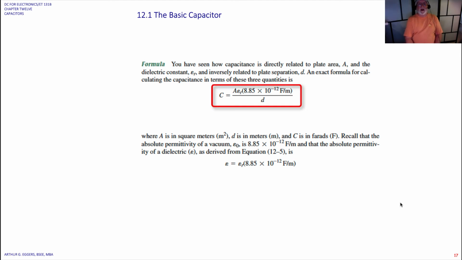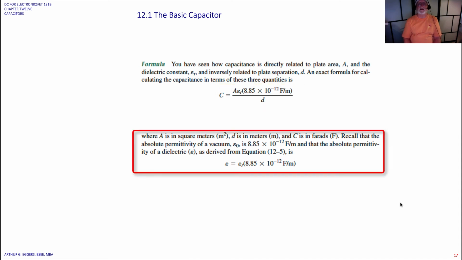So as we start applying this, with all these measures like permittivity, we can determine the capacitance by a mathematical relationship. We've seen how capacitance is directly related to the plate area, A, and the dielectric constant, epsilon R, and it's inversely related to the separation between the plates. So a formula for calculating the capacitance in terms of these three quantities is the area times epsilon R, which is 8.85 times 10 to the minus 12 farads per meter, divided by the distance between the plates.